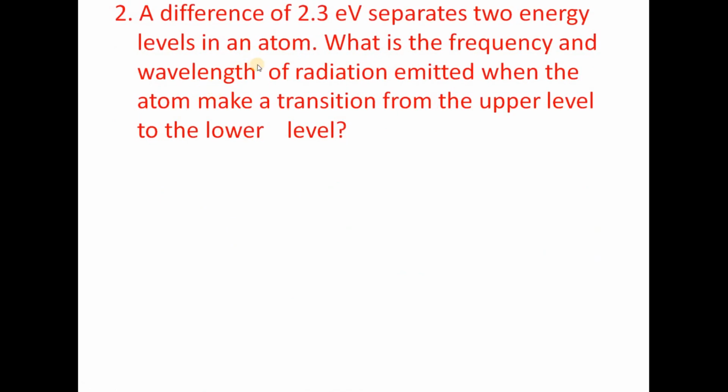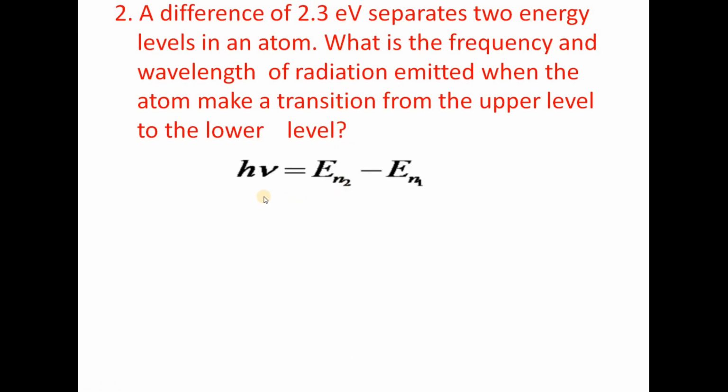A difference of 2.3 electron volt separates two energy levels in an atom. What is the frequency and wavelength of radiation emitted when the atom makes a transition from the upper level to the lower level? By this time we know that when electron transition takes place from the upper level to the lower level, a photon is emitted. That photon has an energy which is equal to the energy difference between the upper level and lower level. The energy difference is 2.3 electron volt. That is what is given in the problem.